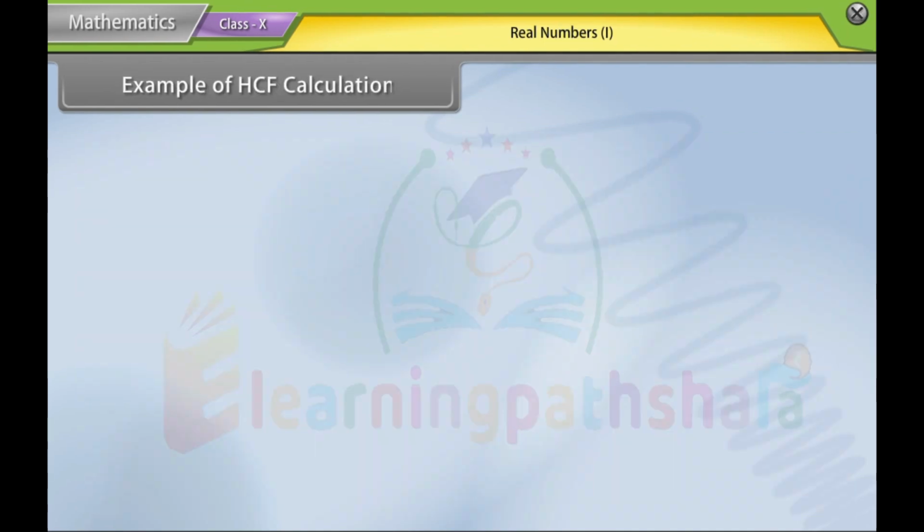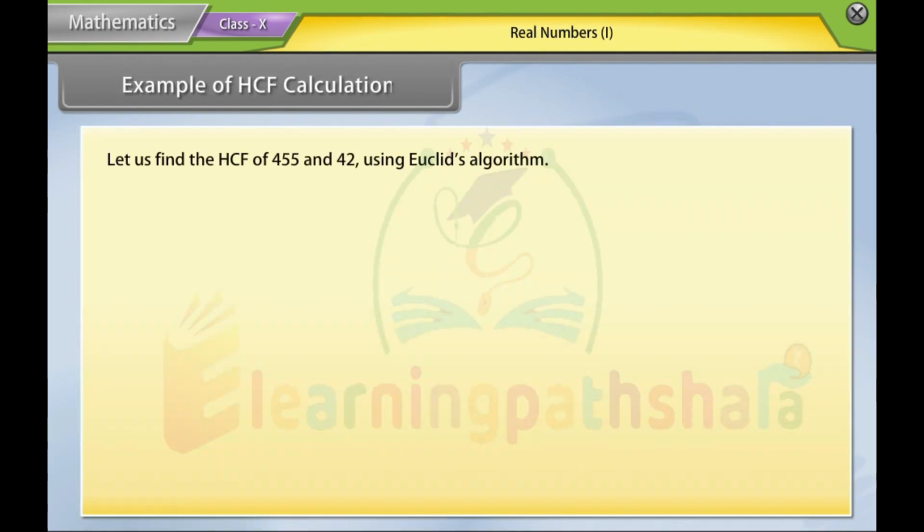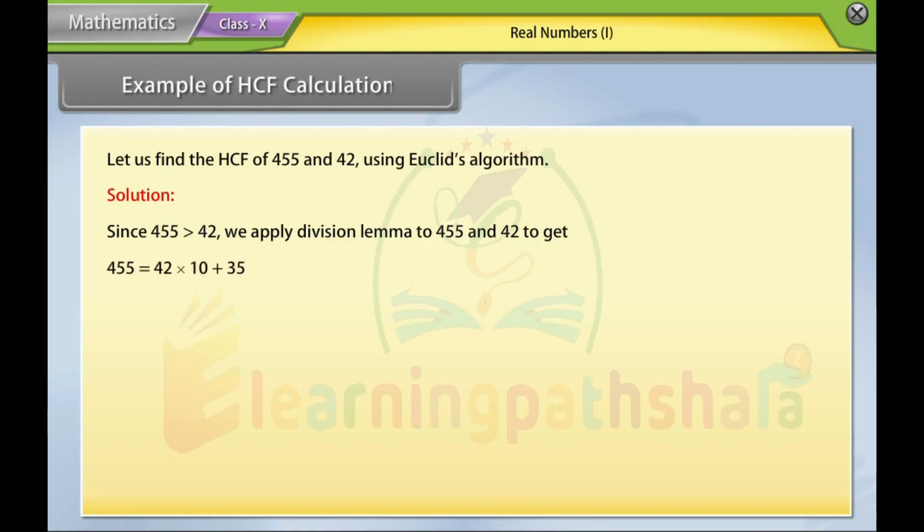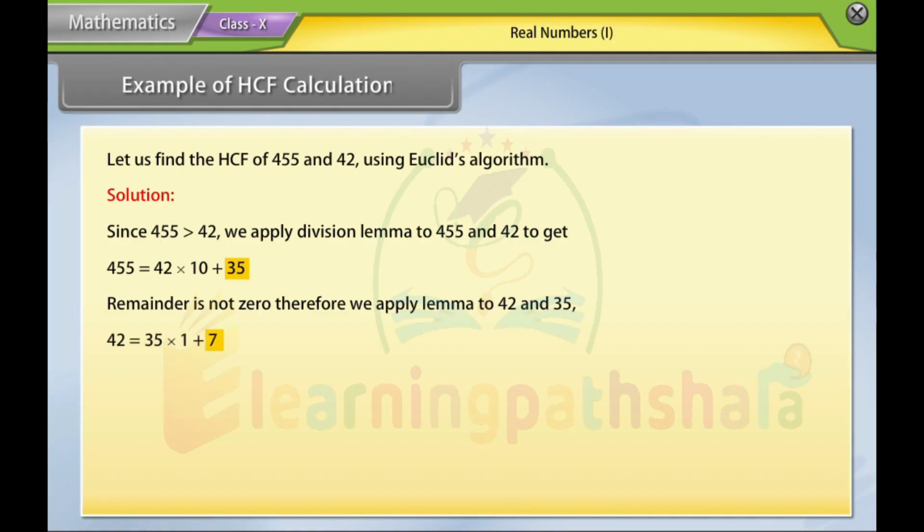Example of HCF calculation. Let us find the HCF of 455 and 42 using Euclid's algorithm. Solution. Since 455 is greater than 42, we apply division lemma to 455 and 42 to get 455 is equal to 42 into 10 plus 35. Remainder is not 0, therefore we apply lemma to 42 and 35. 42 is equal to 35 into 1 plus 7.